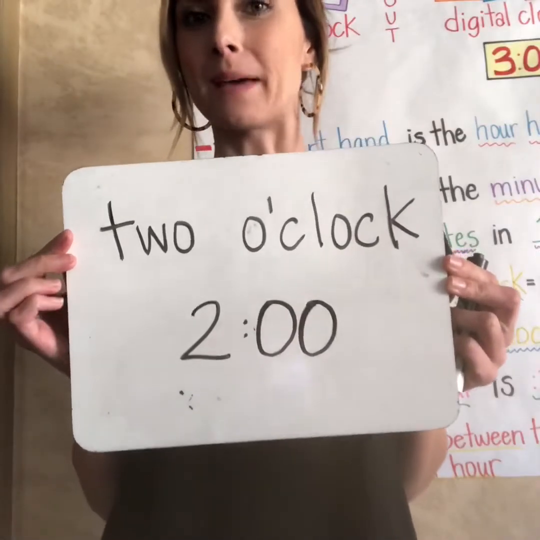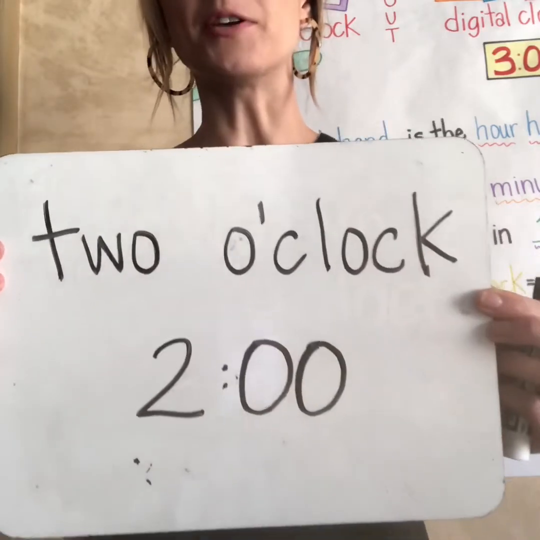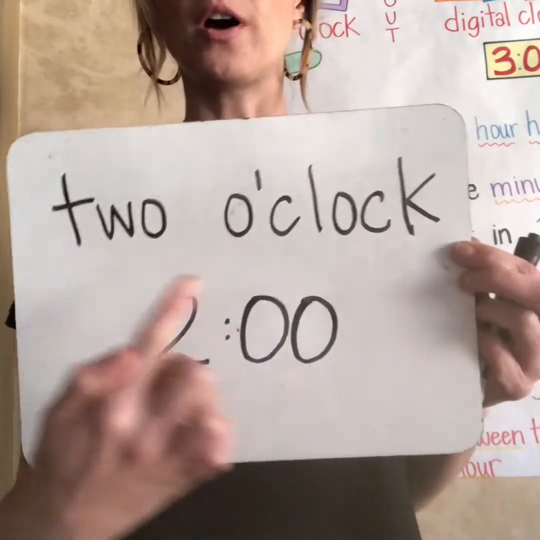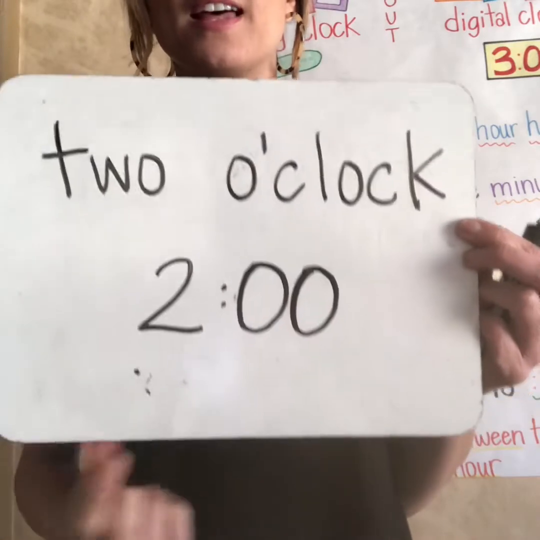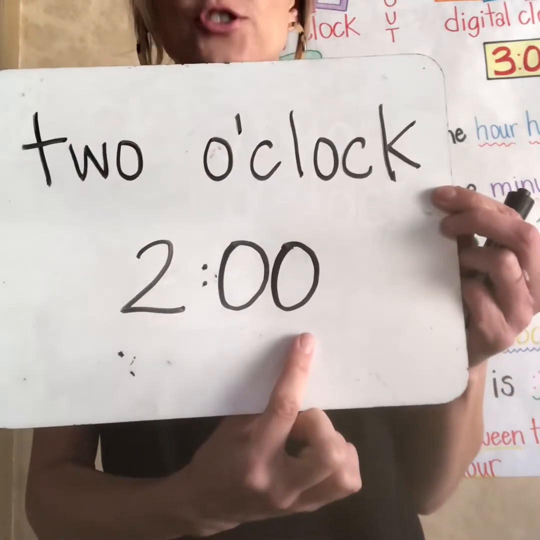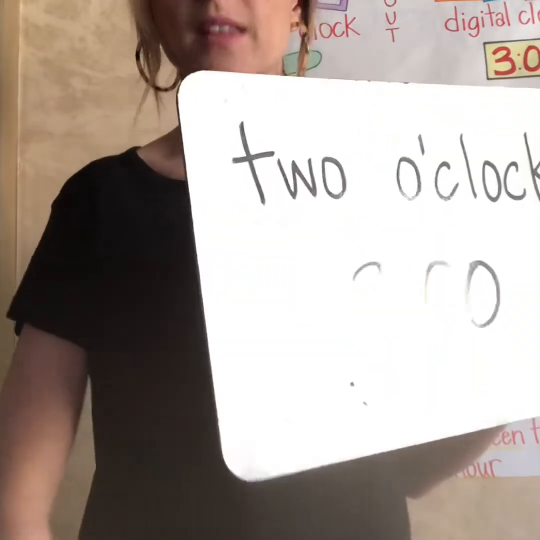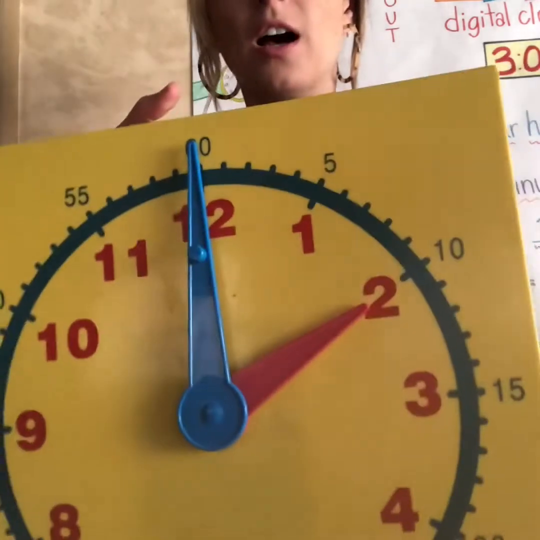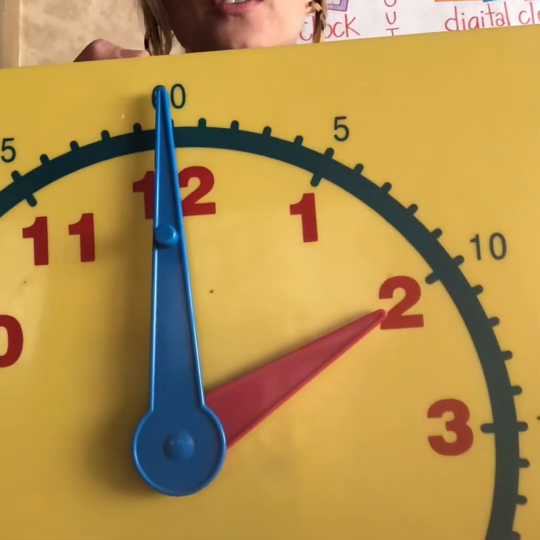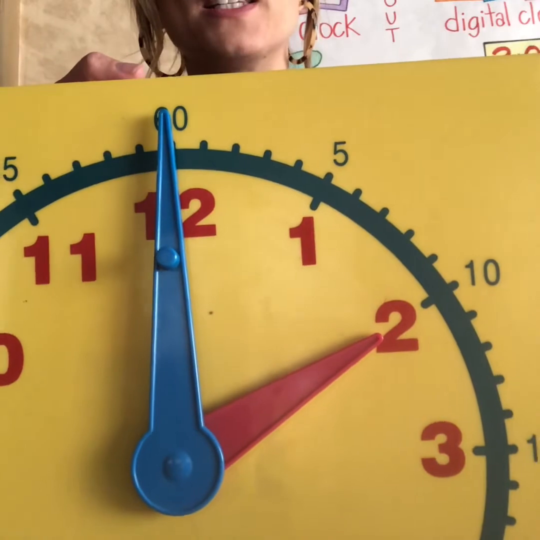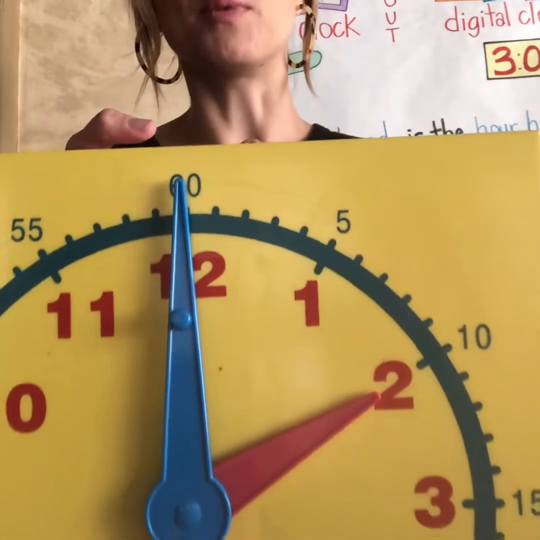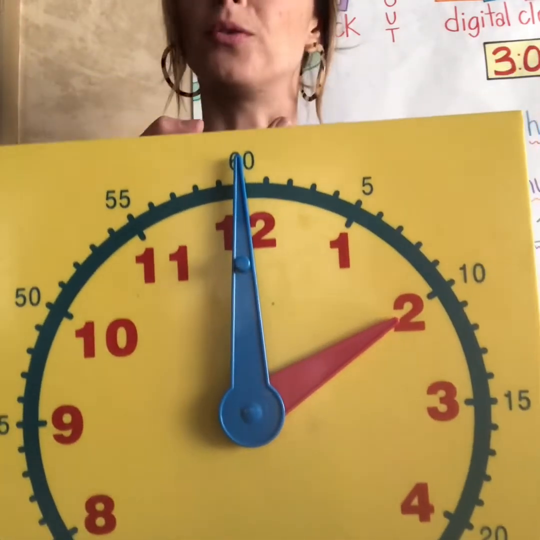Now for some examples. This is how you would write the time, 2 o'clock in words. This is how it would look in digital form. On an analog clock, you would use the shorthand to point to the 2 and the longhand to point to the 12 to show 2 o'clock.